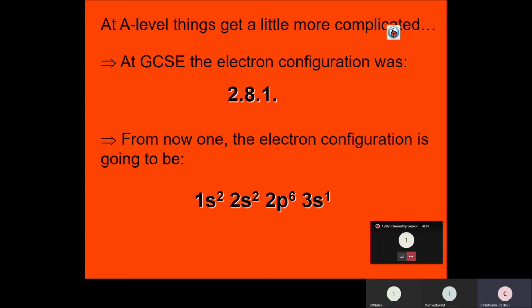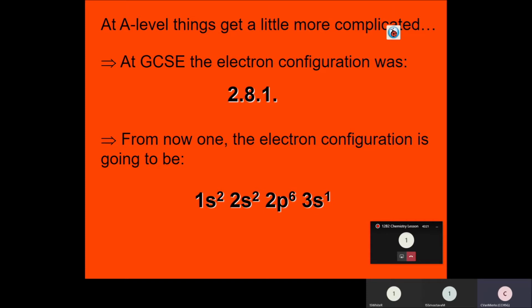And then subshells are further divided into things called orbitals. So the first slide said shells, subshells and orbitals. That's how we get it. A shell is like a GCSE shell, so that's just what you know already. There are up to 2 electrons in the first shell, 8 in the second shell.